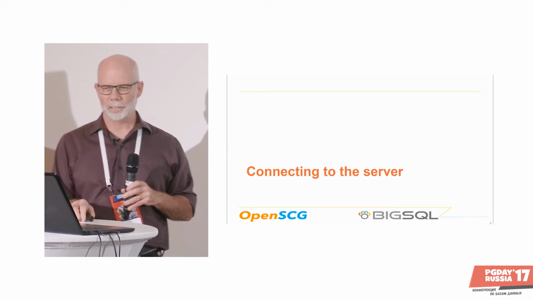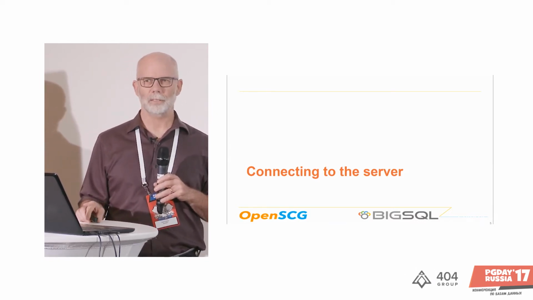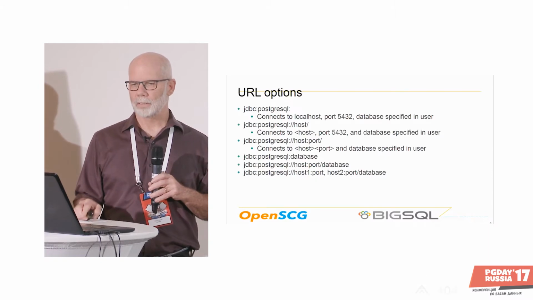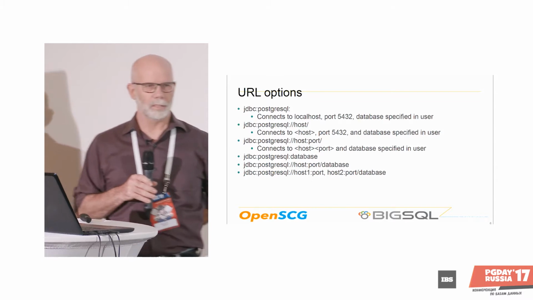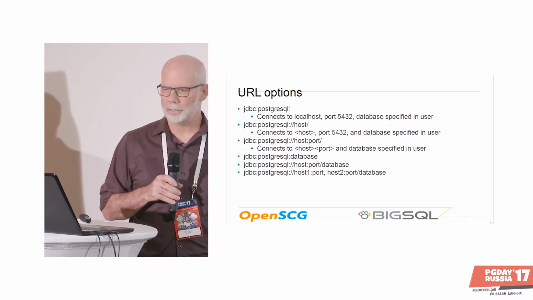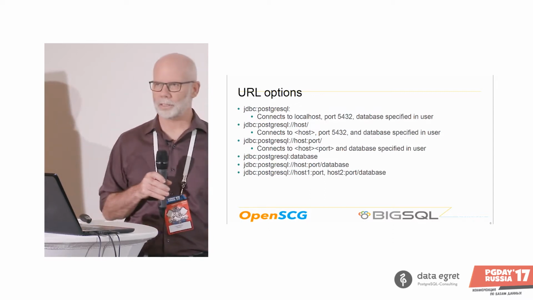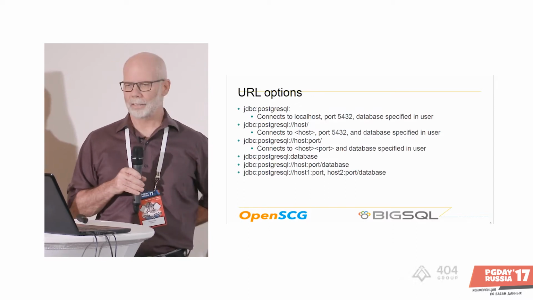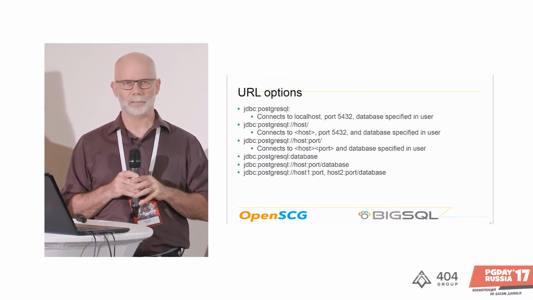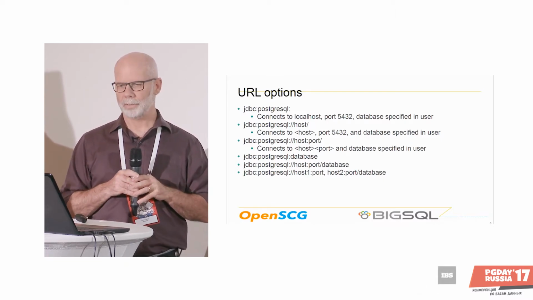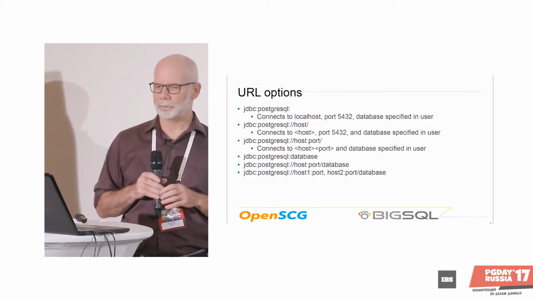So let's get right into connecting to the server and how that's done and the various ways that you can connect to the server. So you can see that we have various URL options. This is the connection string that you use. The first one is just a simple JDBC PostgreSQL, gives the URL, and by default connects to port 5432 in the database specified in the user properties. The rest of them are pretty much the same except for the last one, which is more interesting.